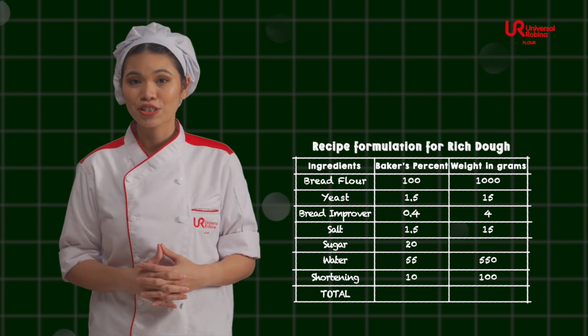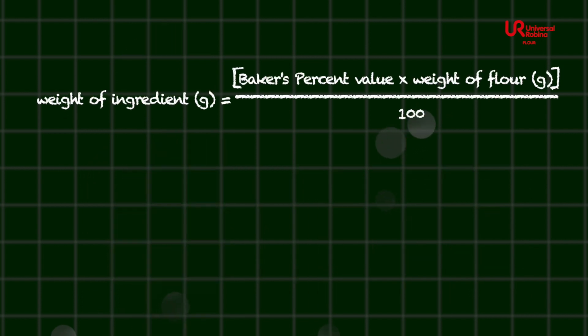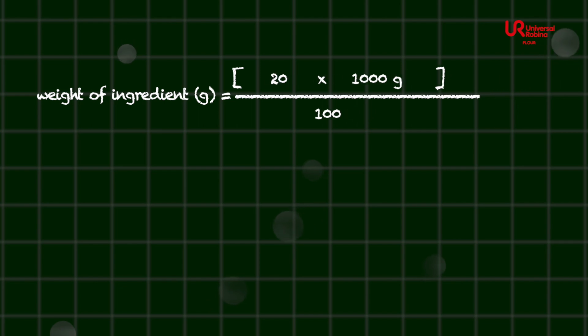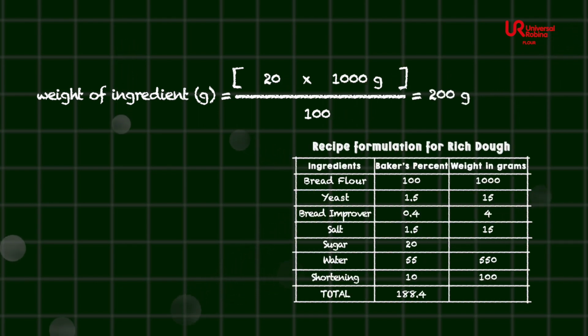Computing for the weight of the sugar given its baker's percent of 20%, 20 times 1,000 divided by 100. The weight of this ingredient then is 200 grams. Easy lang, di ba? Now let's move on to true percent.